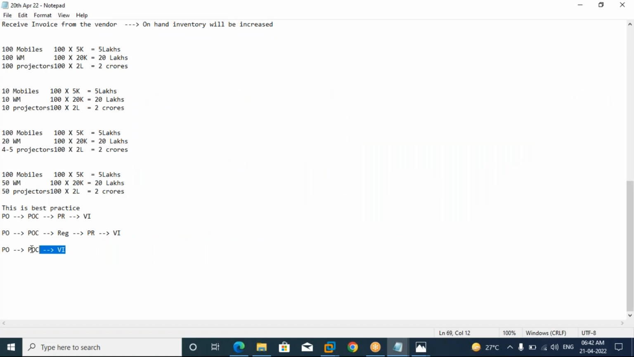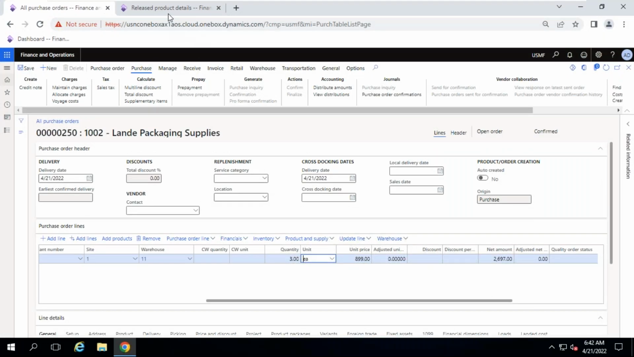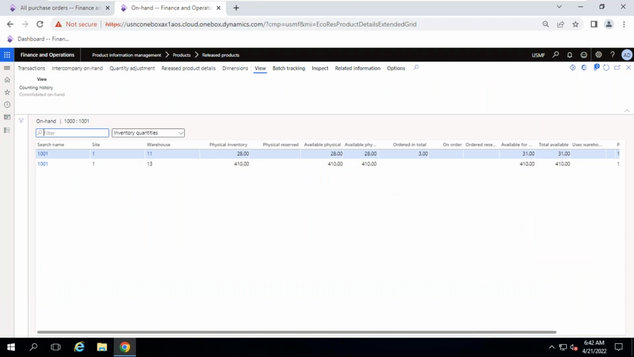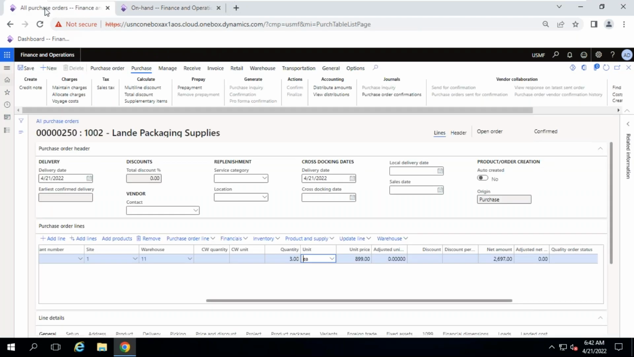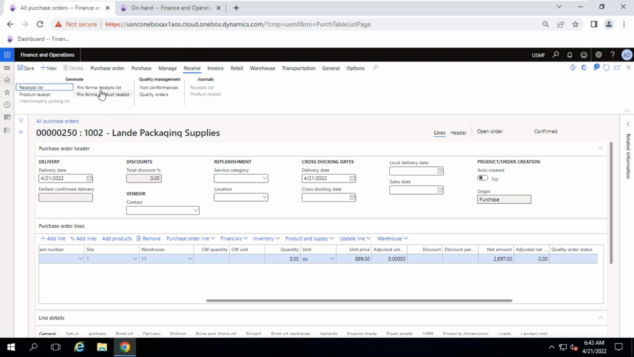Next, I'm doing the invoice directly without doing anything. Let me verify released product, manage inventory, on hand inventory. Here, ordered in total is 3. Now, if you want, I can do registration, but I'm skipping this one. I can do product receipt, but I'm skipping this one too. I'm going to invoice directly. Generate area page, invoice button.